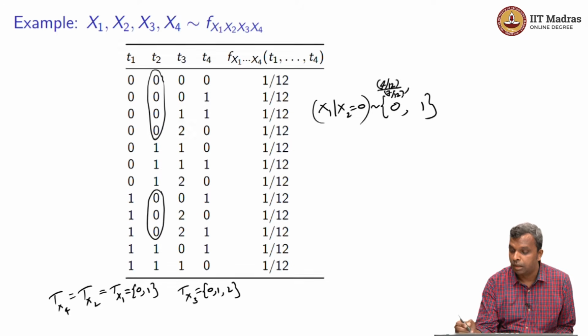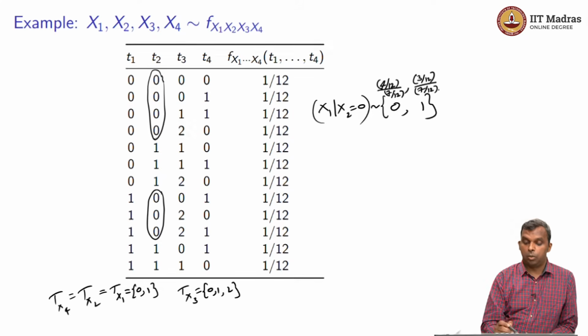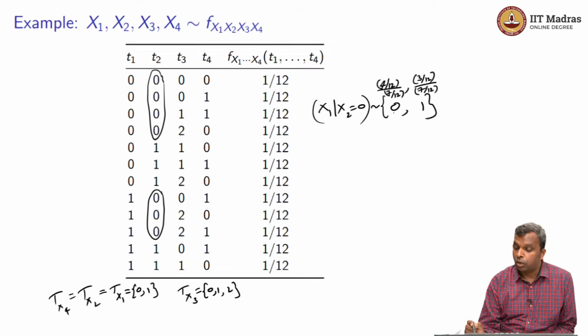7 by 12, okay. And what about 1? 1 is 3 by 12 by 7 by 12, okay. So hopefully you see how I got that. For the conditional random variable to take the value 0, I have to look at the case where x1 and x2 both take 0, that is 4 out of 12, the probability is 4 by 12, and then I have to divide by the probability that x2 is 0, that is 7 out of 12, isn't it, okay. So hopefully you saw that. Same thing with 1, I will get 3 by 12 and 7 by 12, okay.